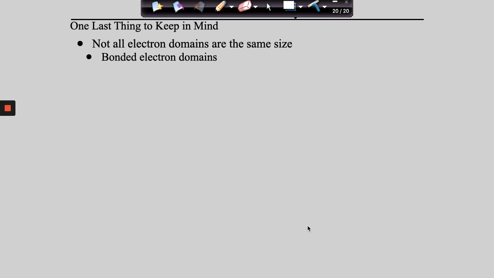Now, when we think about bonding domains, they are long and skinny. The reason that they are long and skinny is because they're being pulled on by the nuclei of the two atoms that are involved in the bond. And I know I skipped through that quickly. Take a second, catch up with me in your notes, and then let's take a look at what we're talking about.